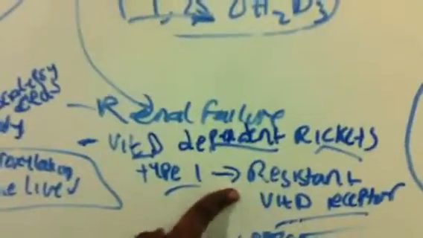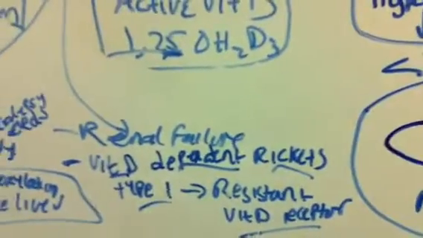For example, anti-convulsant therapy, epileptic medications. Or you will still find the vitamin D, but you've got resistance in the vitamin D receptor. Do you understand? Lastly, we'll go quickly to PTH. Before we carry on to PTH, the renal failure is due to vitamin D dependent rickets.